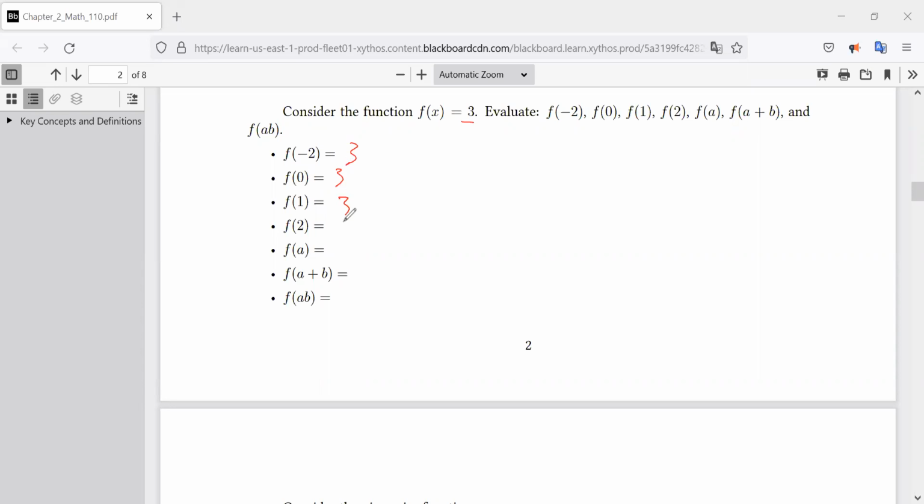Okay, what if we use a variable instead of a number? What happens now? It's still 3. 3 all the way down. Easiest one to consider. You should very much hope that you get a constant function. Very easy to work with.